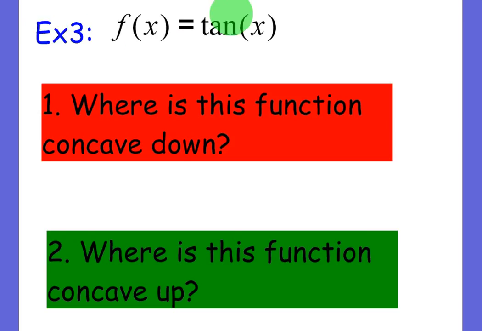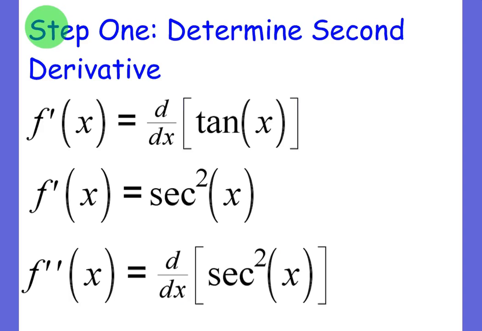Let's take a look at a trig function and figure out where this is concave down and where this is concave up. Here we're looking at f of x equals tangent of x, and we're going to figure out where the water, like we said, runs down and where it holds water. Again, for step one, we're going to determine the second derivative.